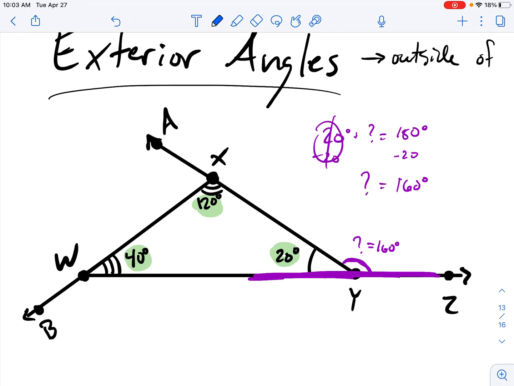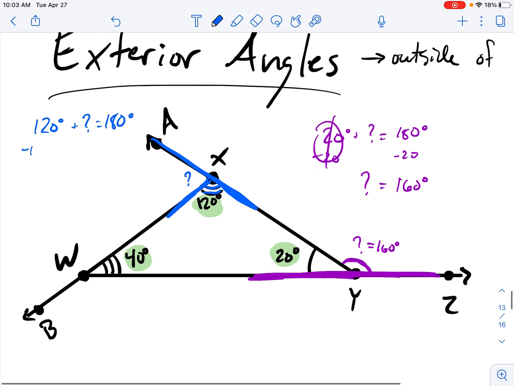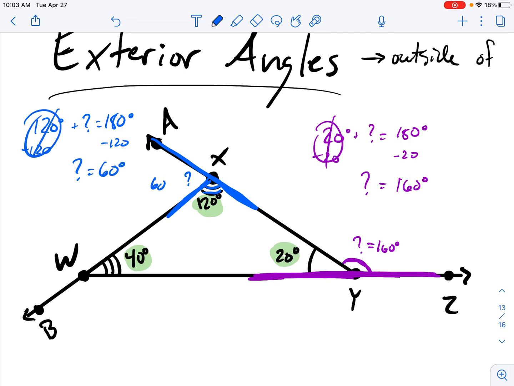And this will work for all of the exterior angles. You might notice this is a straight line, right? So if this right here is 120, that means 120 plus something equals 180 because they make a straight line, right? You subtract 120 from both sides, you get question mark equals 60 degrees. So this is 60 degrees right here.